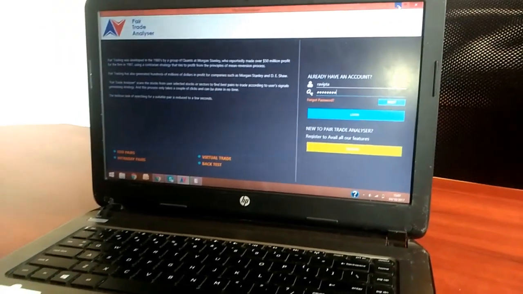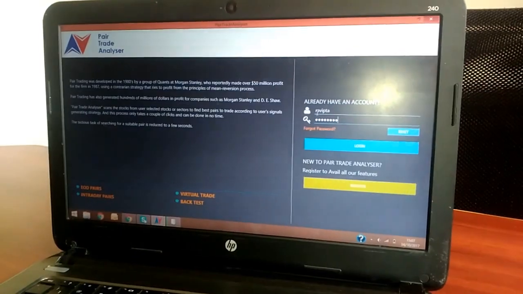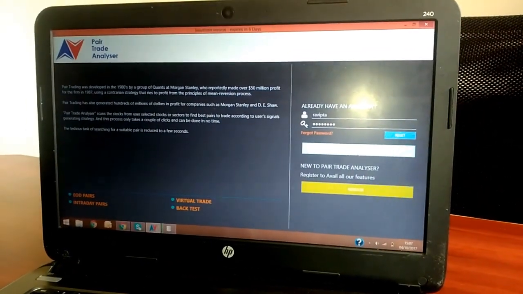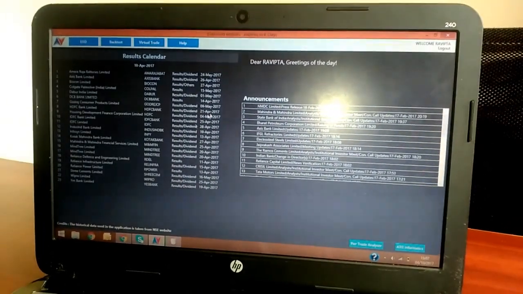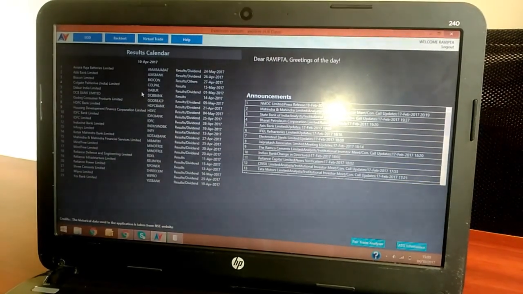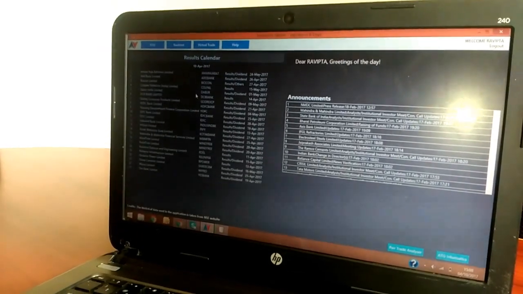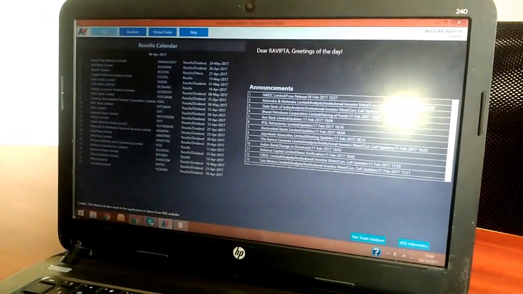Once you download the software application from the website, you need to put your login ID and password, and then once you log in, this is the results calendar wherein we are showing all the results of the stocks which are going to be announced in the near future. It's always better to avoid these stocks on these days. And then this is the main page.